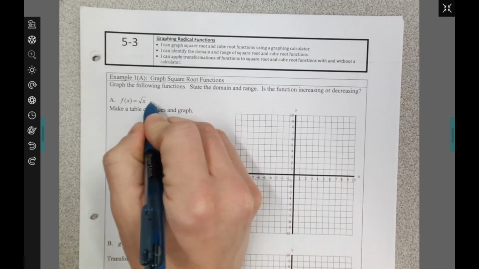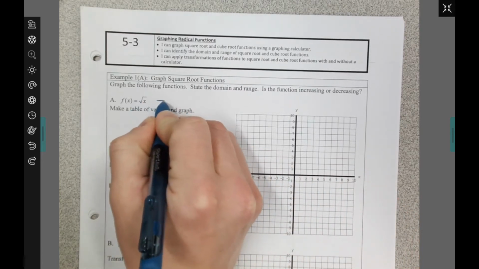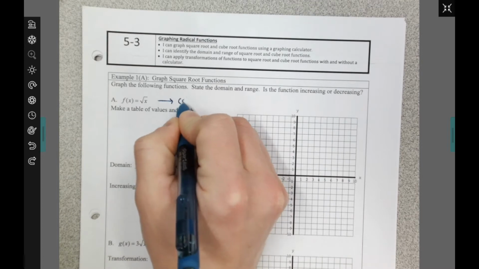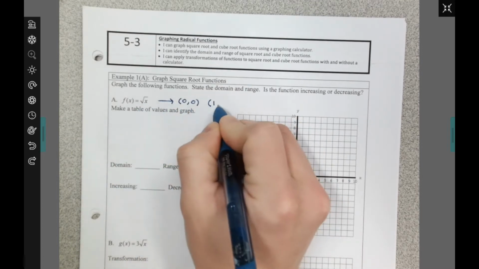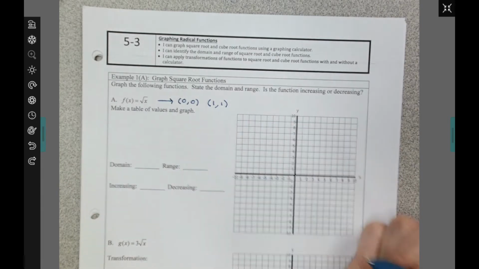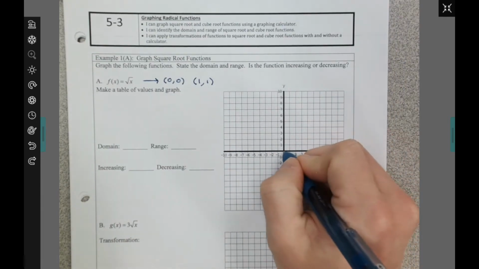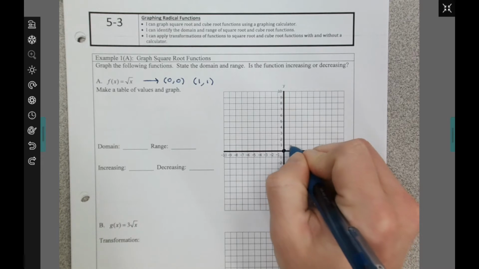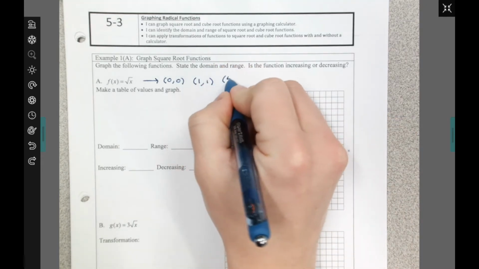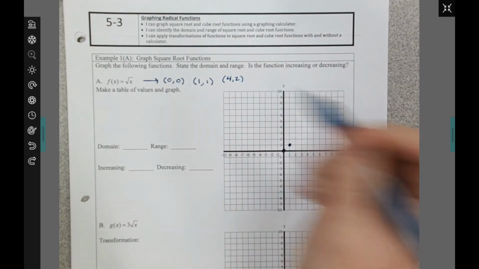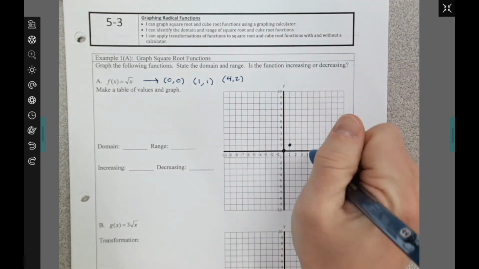Whenever you have a square root function, the 2 points we're going to be working with are 0, 0. And then if I plug in 1, the square root of 1 is 1. So whenever I have a square root function, I'm going to go ahead and put those 2 points there. 0, 0, 1, 1. And then if we want to go crazy, which I guess we can, put the point 4, 2. So the square root of 4 is 2.